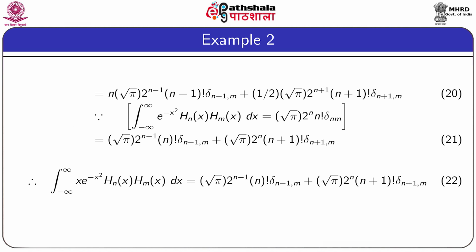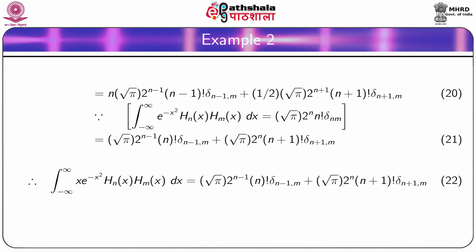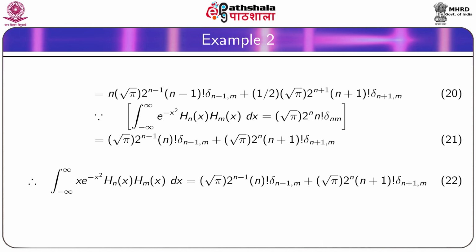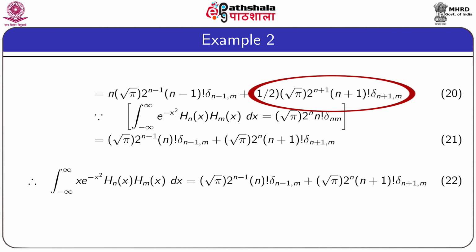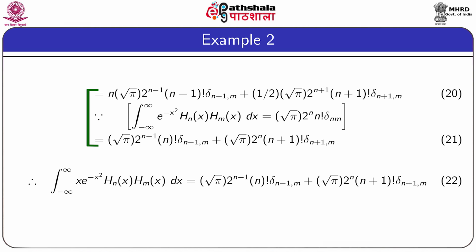Therefore, we get the integral from minus infinity to plus infinity of x e to the power minus x square H_n(x) H_m(x) dx is equal to n root pi 2 to the power n minus 1 into n minus 1 factorial Kronecker's delta n minus 1, m plus half of root pi 2 to the power n plus 1 into n plus 1 factorial Kronecker's delta n plus 1, m. Please note, if m is equal to n minus 1 in this case, then the value will be 1 and otherwise the value is 0. So, we express this with the Kronecker's delta because we are not sure about the value of m in this case.